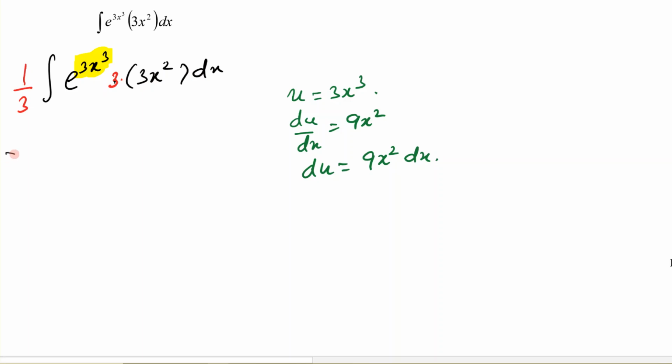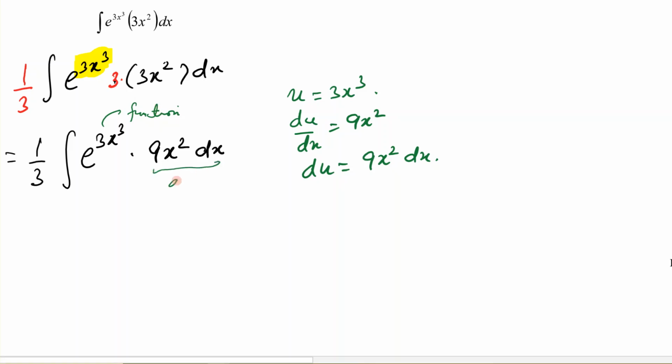So in the next step, we notice that our integral becomes 1 over 3 e raised to power 3x cubed times 9x squared dx. So now we have e raised to power some function, that's our function, and this is the differential of the function. So in this case, it should be 1 over 3. So the integral of this would be e raised to power f(x), which is 3x cubed, plus c.